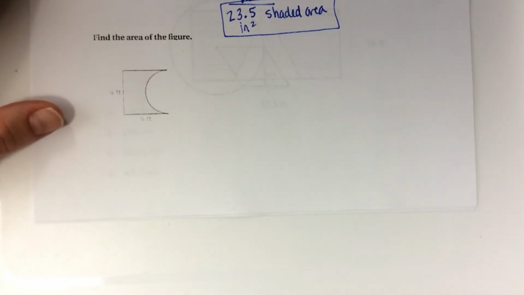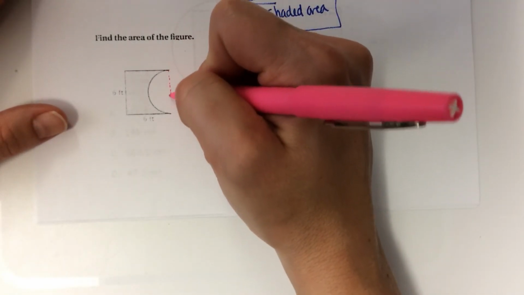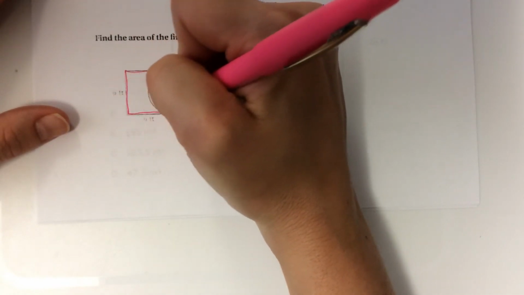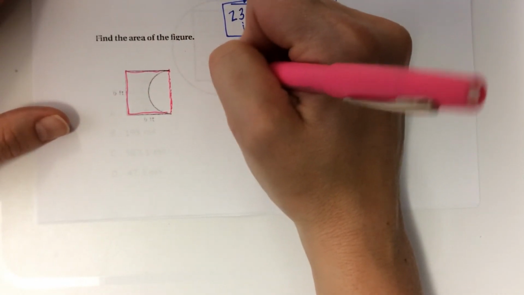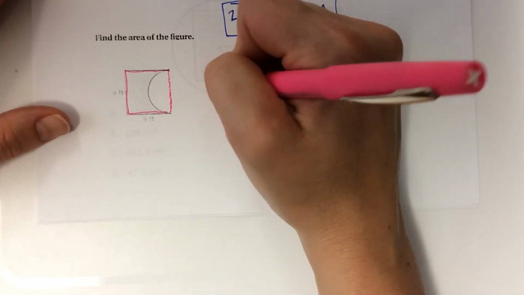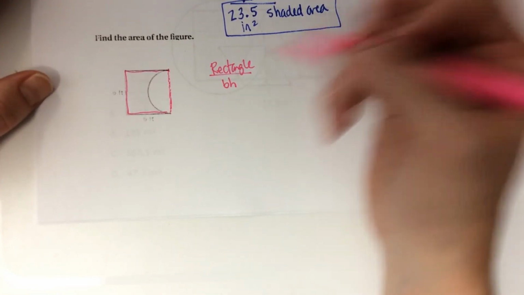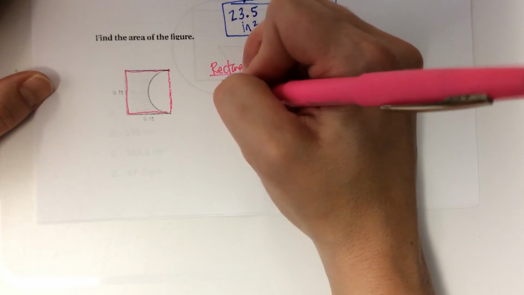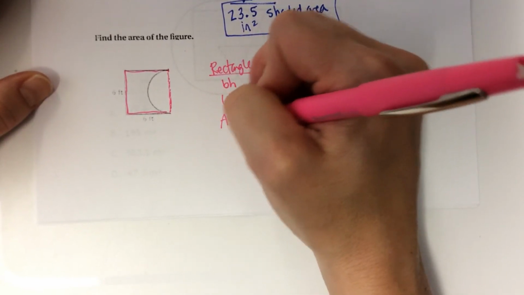Okay, try this next one. All right, I'm going to close this in so that I can see I have a rectangle or a square. It's actually a square, but they have the same formula. So base times height, that's going to be 6 by 6, which is area of 36.